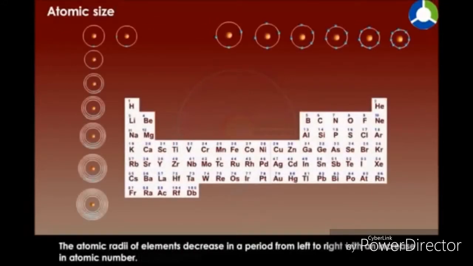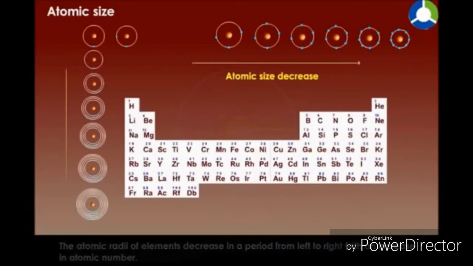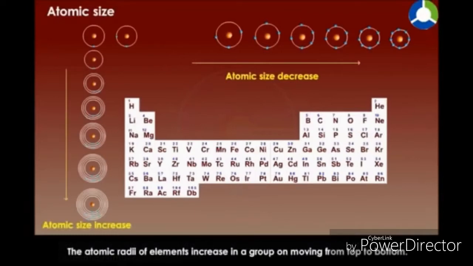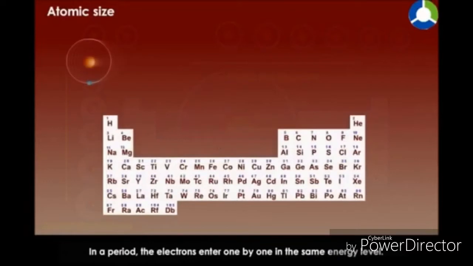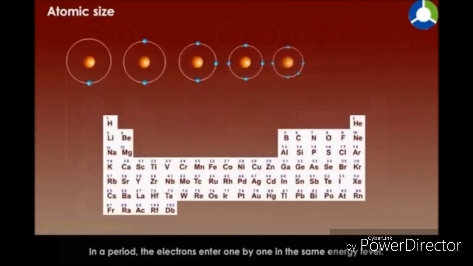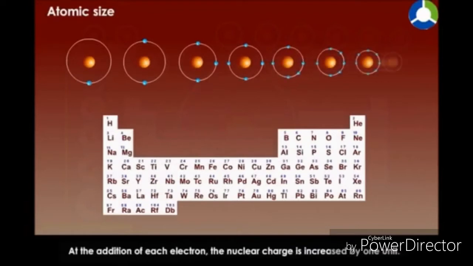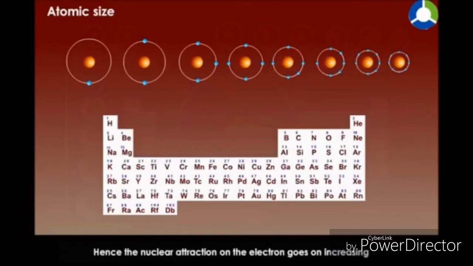Look at the periodic table, which represents the atomic size of some elements. We noted that atomic size decreases across a period by increasing atomic number, and increases down a group from top to bottom. Let's explain. In a period, electrons increase by 1 in the same energy level, and protons increase by 1 unit. So the nuclear attraction on electrons increases and atomic size decreases due to contraction of the outermost energy level.